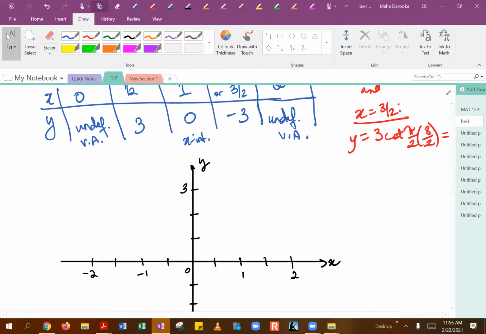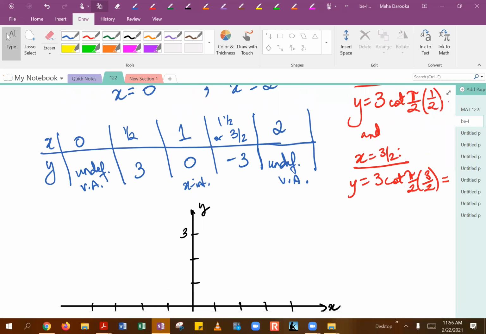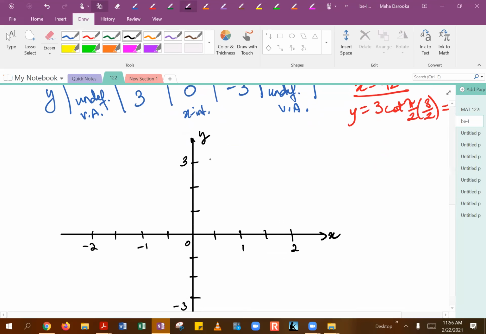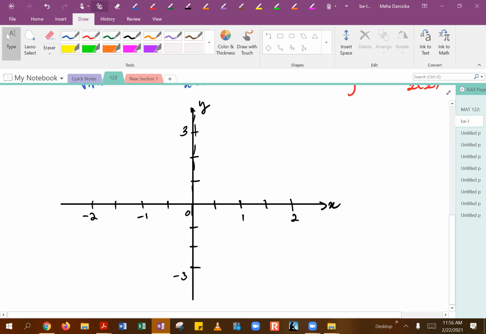All right, vertical asymptotes at 0. So you actually have a vertical asymptote right here on the y-axis. I'm kind of trying to do it a little bit on the side of that, because you won't be able to see it with that line. But this is supposed to be a vertical asymptote right here. And then, of course, at positive 2 also.